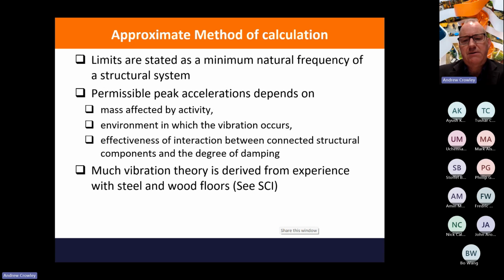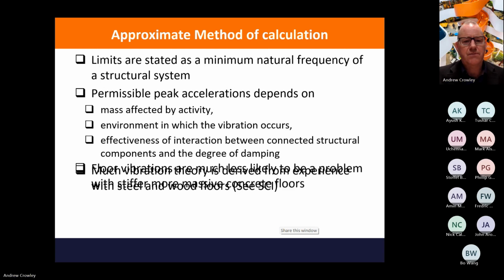So much of the vibration theory is derived from the experience with steel and wood floors, and the Steel Construction Institute in the UK have done an awful lot of work on their floors, particularly the composite floors on steel frame buildings. And some of the figures in this presentation have come from there. If you want to know more, go to the SCI website.